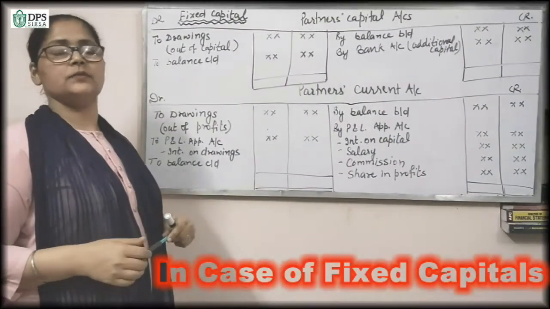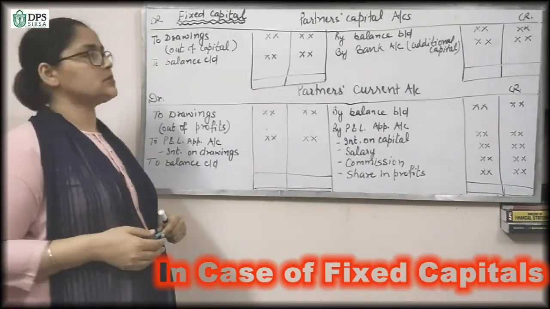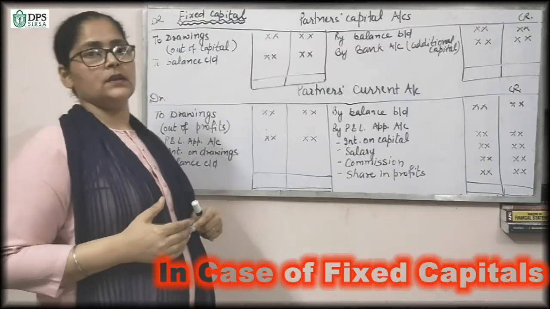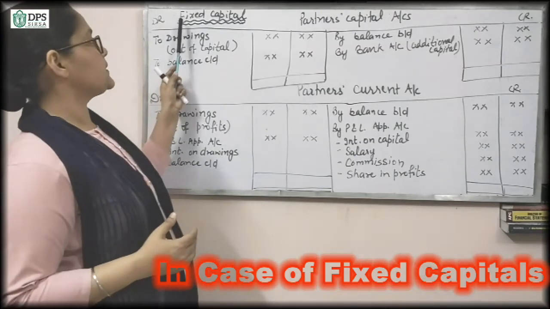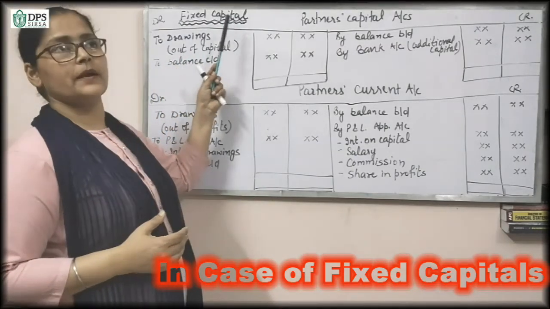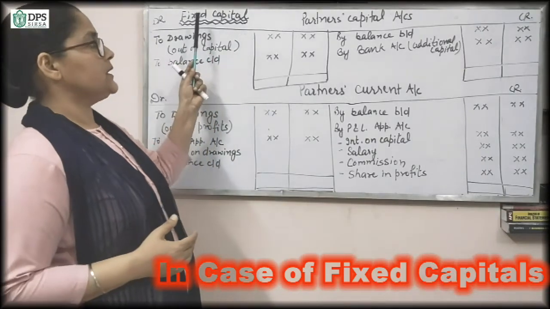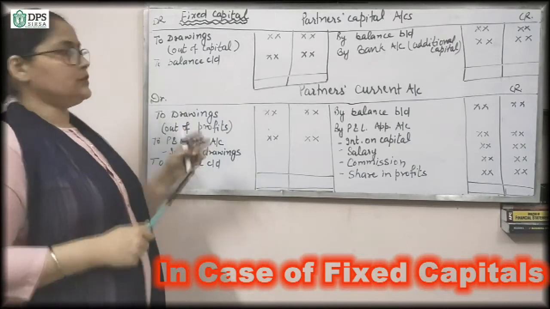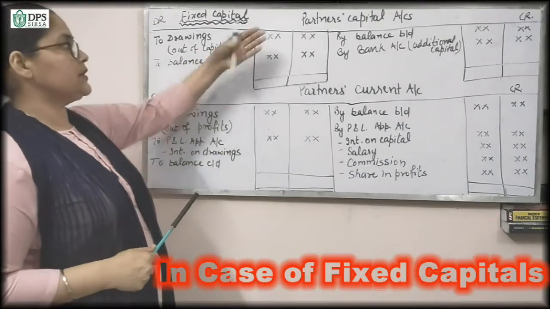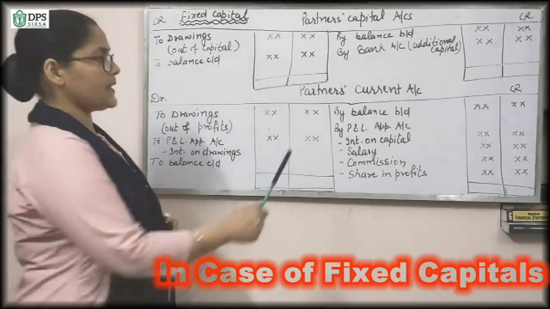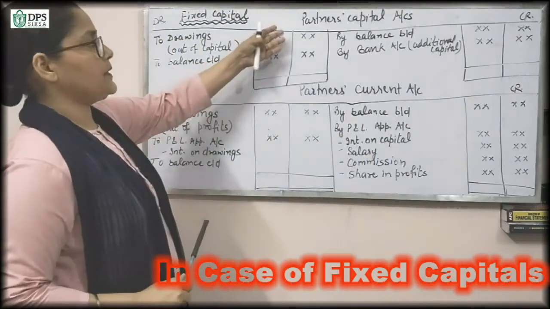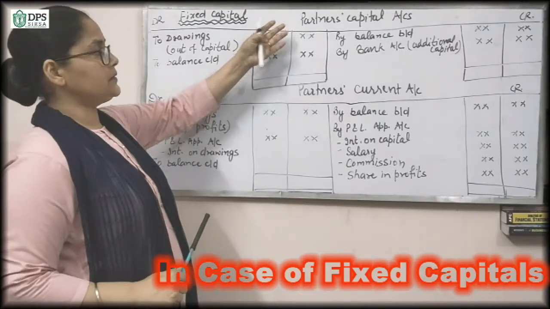The case where only the partner's capital account is opened was the case of fluctuating capital. Now I am describing the case of fixed capital, where partners' capitals are fixed. In that case we will split that account into two accounts. First is the partner's capital account and then the partner's current account.